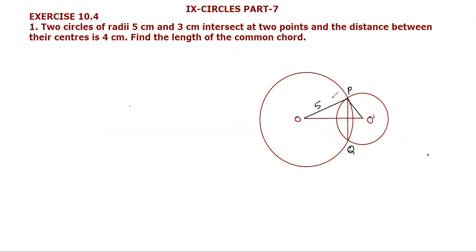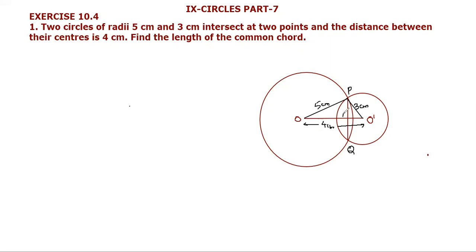The radii are 5 centimeter and 3 centimeter. So this bigger one will have 5 centimeter, obviously, and this smaller circle will have 3 centimeter radius. And the distance between O and O dash is 4 centimeter. Find the length of the common chord PQ. We have to find the length of common chord PQ.